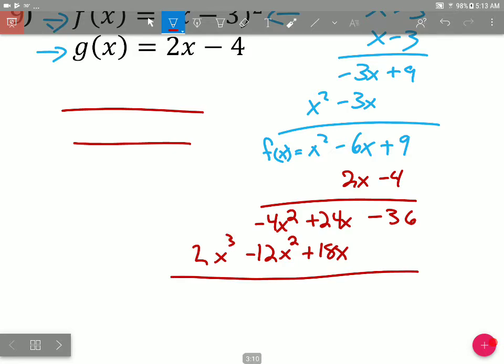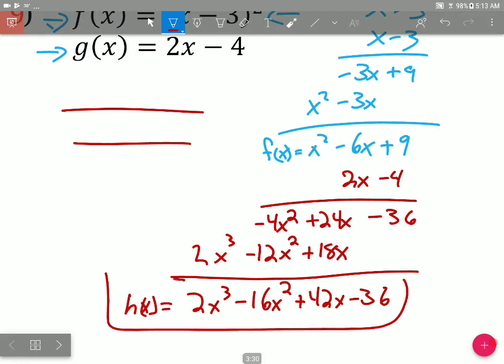And we're going to combine them. So that's 2x to the third. Negative 4 and negative 12 add up to negative 16. 18 and 24, that's 34 plus 8 is 42. So that's 42x minus 36. So h of x equals all of that, after we multiply the whole thing out.